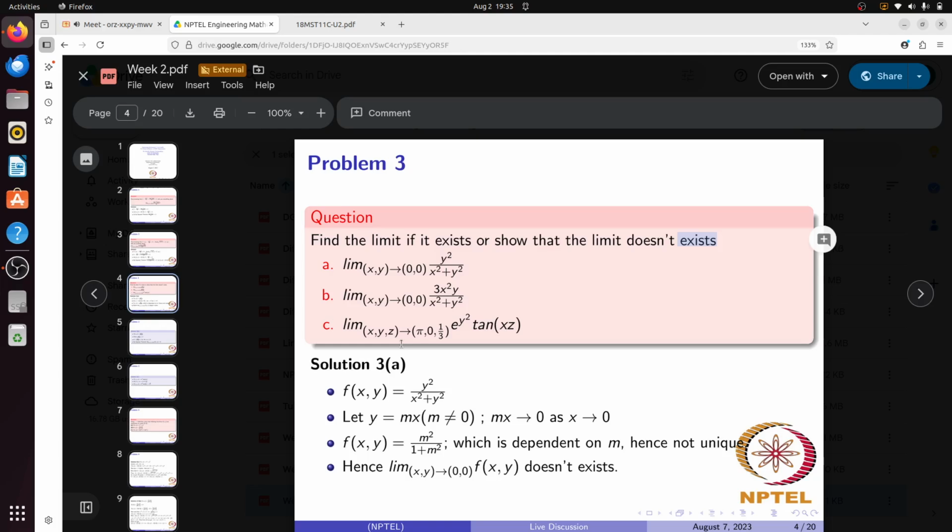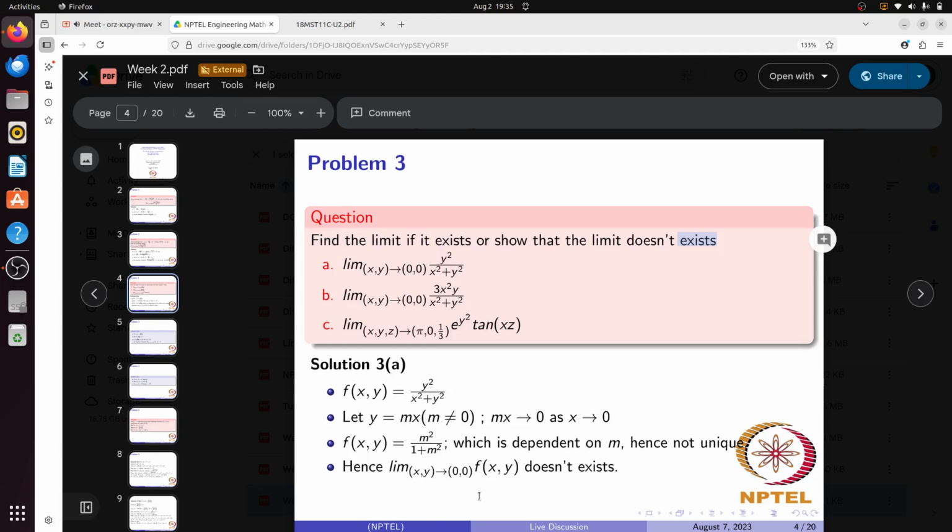There is one problem here where the limit does not exist. You can show it using epsilon delta, that will be your home task. Now for this problem, the limit as (x, y) tends to (0, 0) of y squared by x squared plus y squared: f(x, y) equals y squared by x squared plus y squared. Let y equal mx, with m not equal to 0. That means mx tends to 0 as x tends to 0. If you put y equal to mx, then x tends to 0, but x tends to 0 does not imply that x is equal to 0. So f(x, y) becomes m squared by 1 plus m squared.